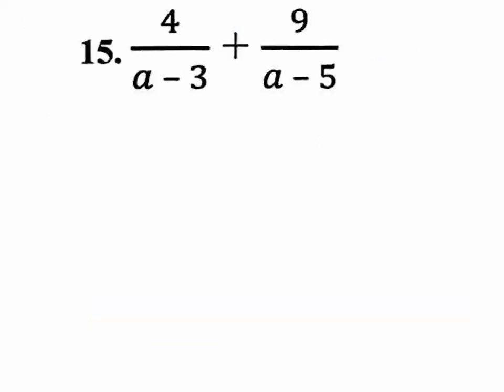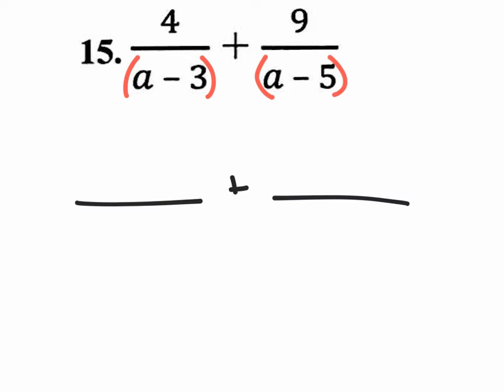15. Could you factor anything right here? No. Could you factor anything right here? No. So what's in common in both? You can't really look at them as anything being in common, not even the a's, because the a's belong to the binomial. So it's kind of like if you had the denominator 2 and 3. What's your common denominator going to be? It's going to be both of them multiplied together. So you're going to have two fractions with the a minus 3 times the a minus 5 as the LCD.